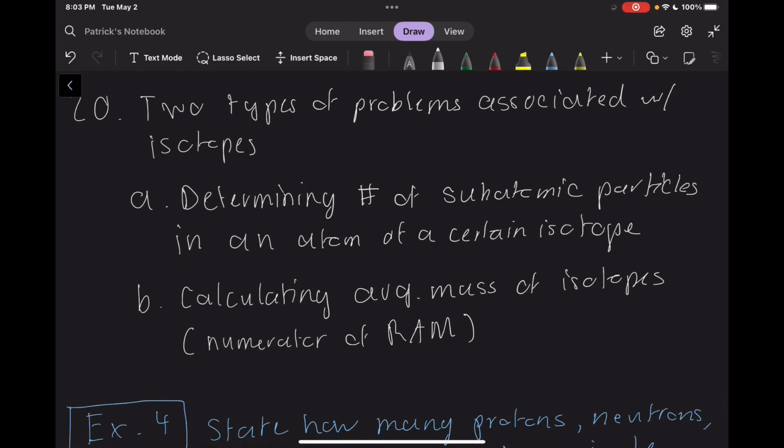A good place to end this video is with a discussion of some common types of problems associated with isotopes. There are 2 main problems many general chemistry courses will ask regarding isotopes. Either they will ask us to determine the number of subatomic particles in an isotope, or they will ask us to calculate the average mass of several isotopes. The average mass of several isotopes, remember, is how we get the numerator term when calculating the relative atomic mass.